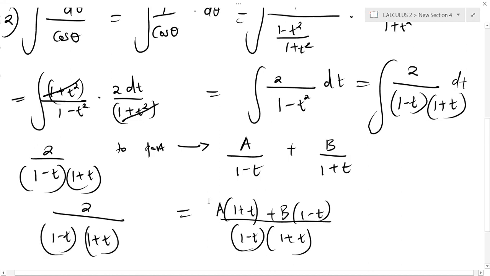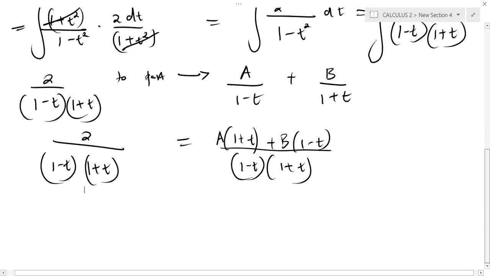Okay, so in order for us to get the values of A and B, we choose random values of T, 2 random values because we have 2 unknowns. So when T is equal to, let's say 1, on the numerator, we will have 2 is equal to 2A. When T is 1, this side will give us a 0. So A is basically equal to 1.